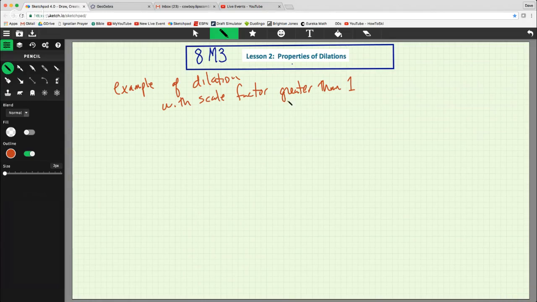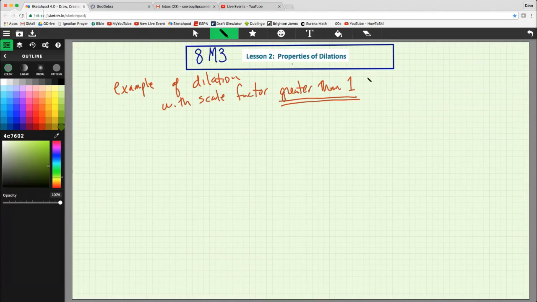Greater than 1. Now, when I say greater than 1, what does that mean? That should tell you something. That means we are what? Growing or shrinking? Right, that means we are growing the object. We are growing this object. Example of dilation with scale factor greater than 1, growing.